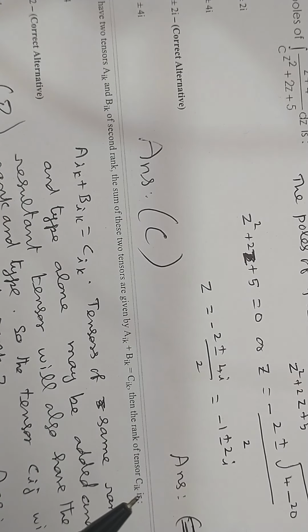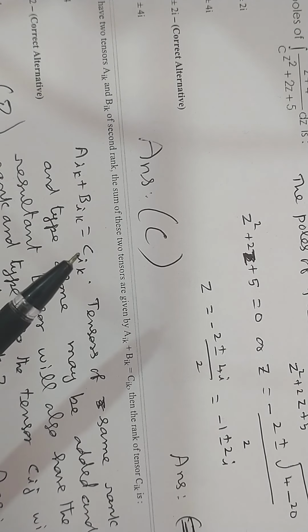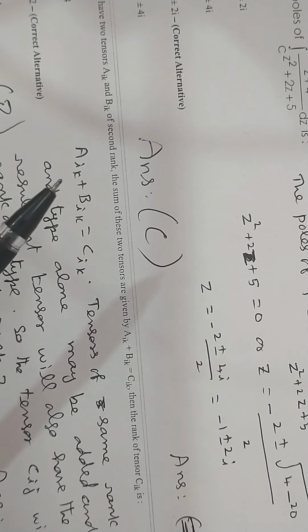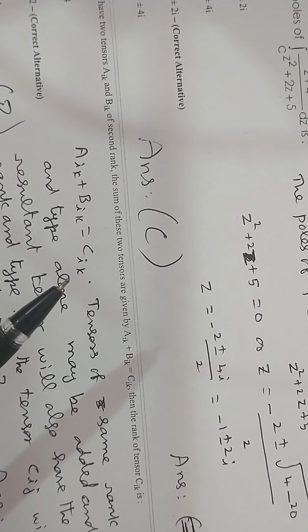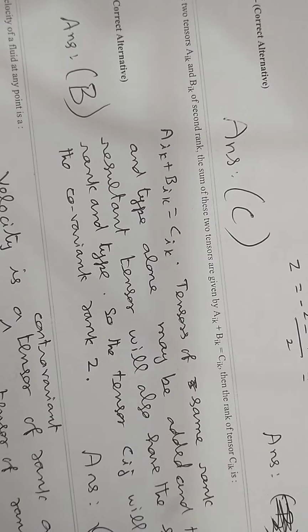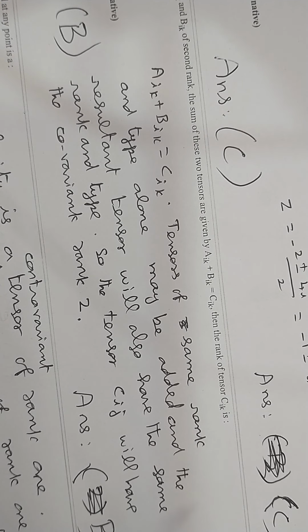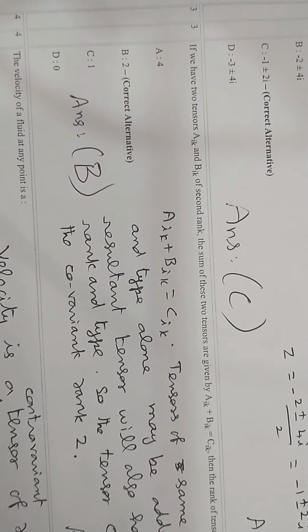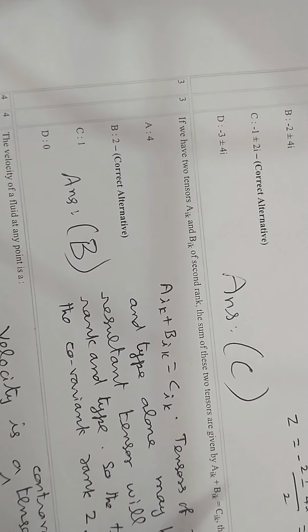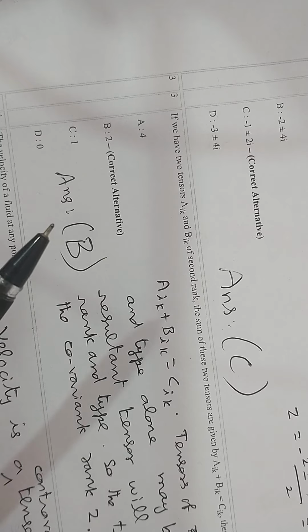A tensor of similar type can be added, as well as subtracted. So if this is a covariant tensor of rank 2, that alone can be added. So after the addition, the final product also gives the same type and rank. So C_ik is also a covariant tensor of rank 2. So the solution is B. The option B is the correct answer.